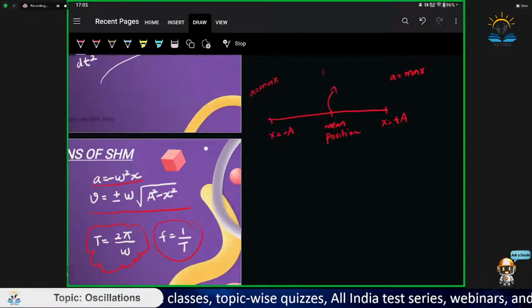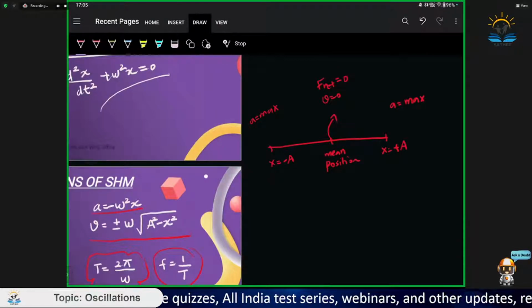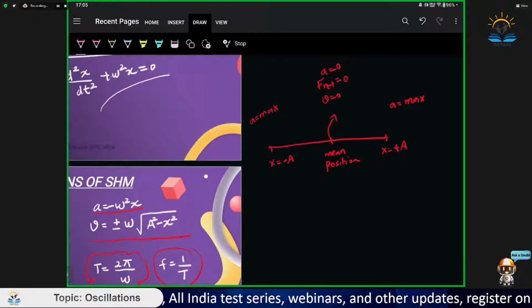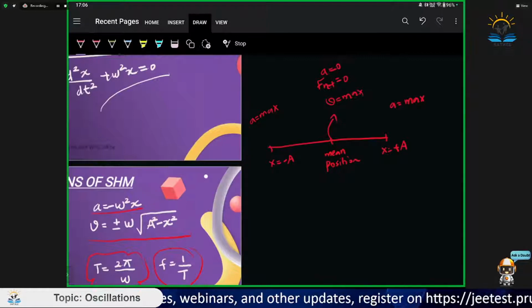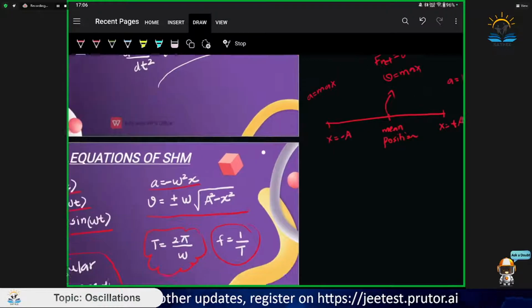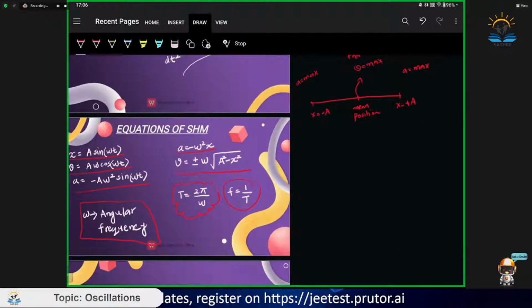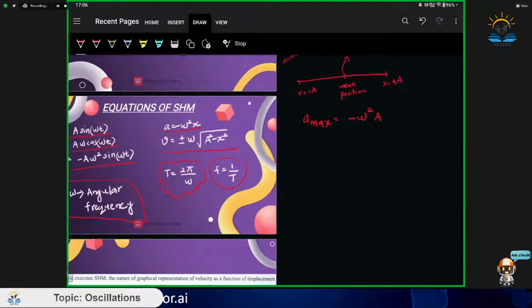Sorry, velocity at the mean position will be maximum, and acceleration and force will be 0 at the mean position. So we have done the equations also. What is the maximum value of acceleration? a max is minus omega square a; in magnitude, a omega square. What is the maximum value of velocity? It is a omega.